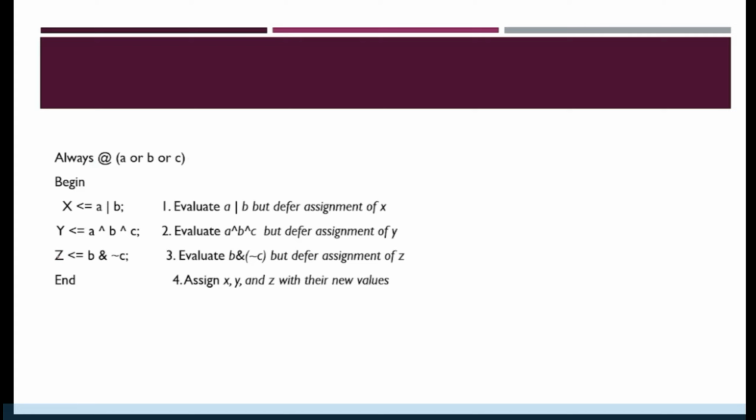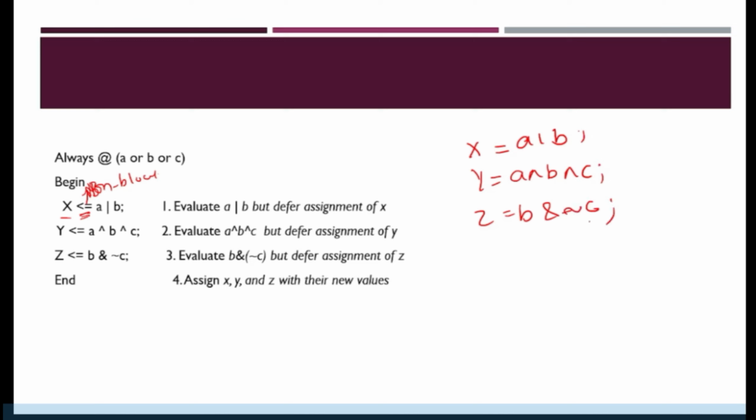Here, if you see the example, x is less than or equal to, that means you should say that this is the non-blocking statement. Let us see the same thing with blocking and non-blocking. For example, if it is written this way, x equal to a or b, y equal to ax or bx or c, and z equal to b and negation of c, this is the blocking statement, whereas the other form uses non-blocking statements.